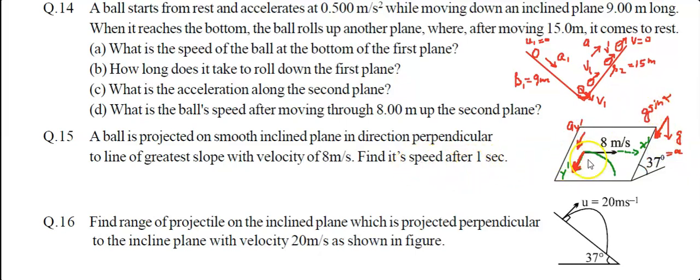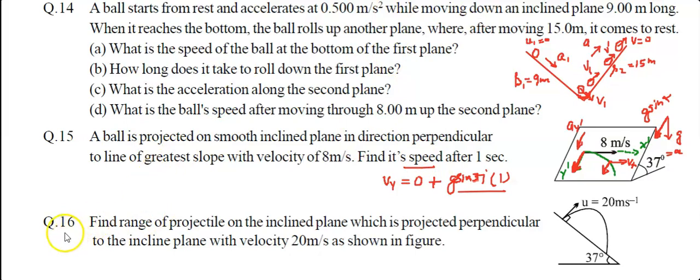You need to find the speed after 1 second. After 1 second, you will find the horizontal component of velocity remains the same, that is, Vx will be the same as 8 meters per second. What do you need to find? The velocity in this direction. For that, you can calculate Vy. Vy is equal to the initial velocity in that direction, which was 0, plus A into T. A can be written as G sine alpha, that means G sine 37 degrees, and T is 1. So that's Vy. Take the square root of Vx squared plus Vy squared, and you will get the speed at that moment. Now let's move to the next question.